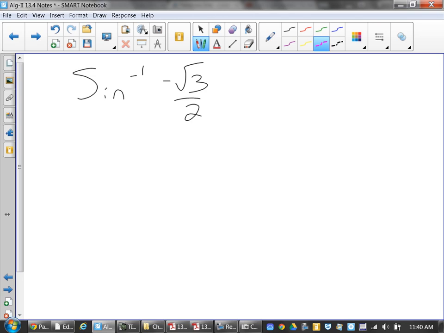Sine inverse of negative root 3 over 2. This is going to be 60. Why do you say it's 30, 60, 90? Because it has root 3 in it. It's opposite over hypotenuse, so we know it's the 60. Why is it negative? Because 60 is the positive. Write it down.